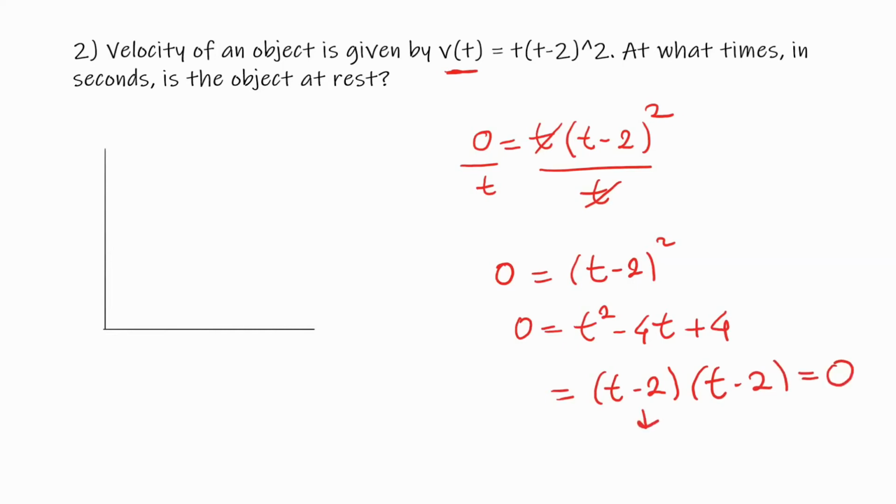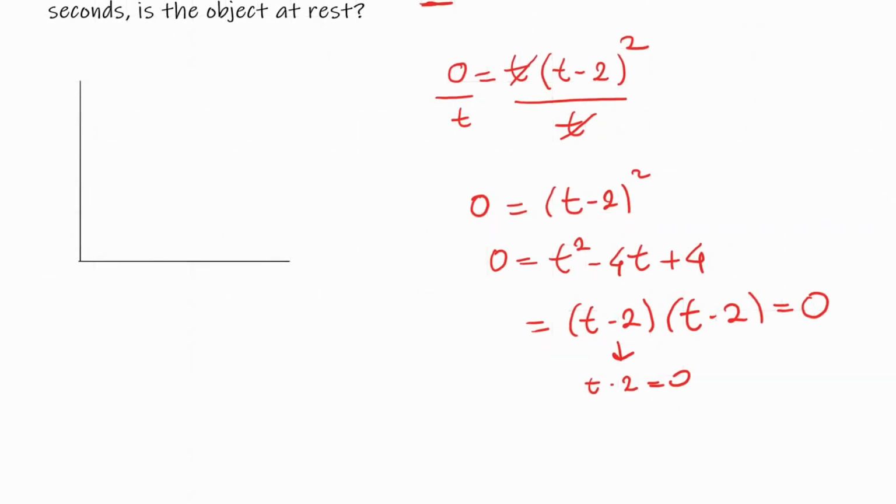So when I put this out, saying t minus 2 equals 0, and then put 2 onto the other side, I have t equals 2 seconds. So this is one of my answers.